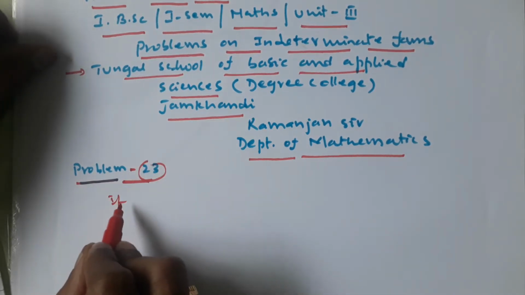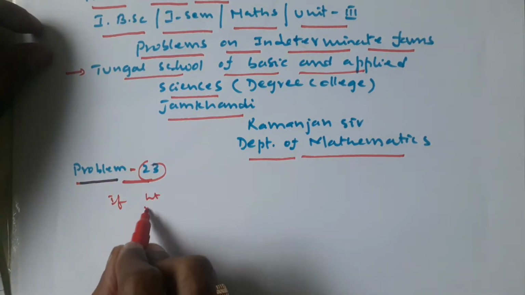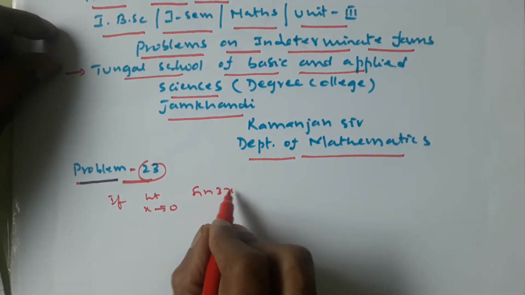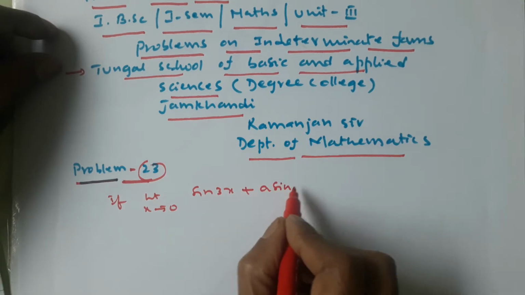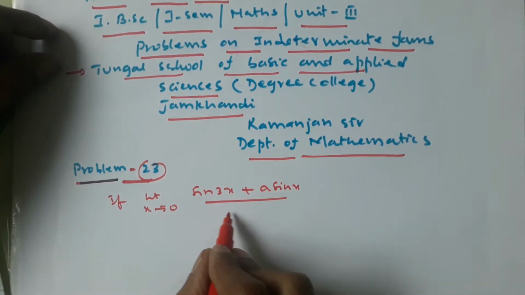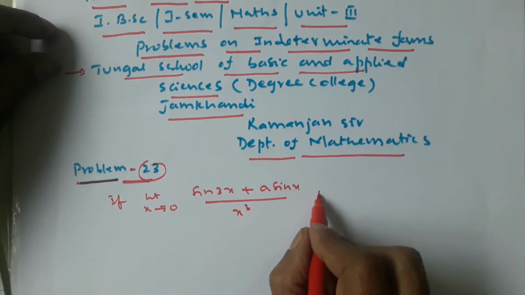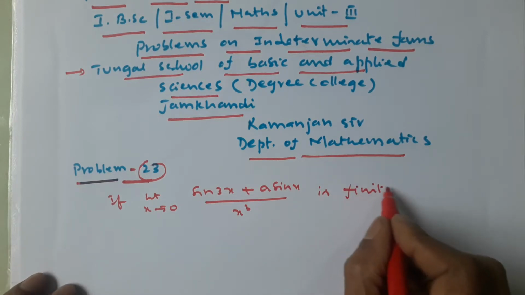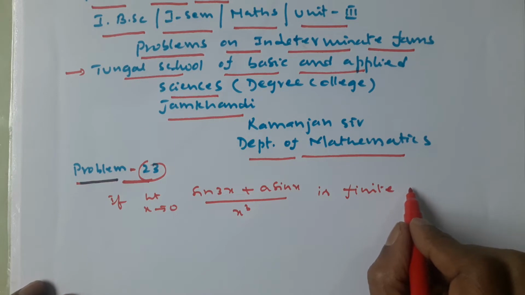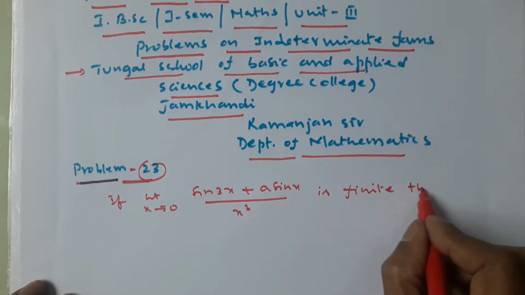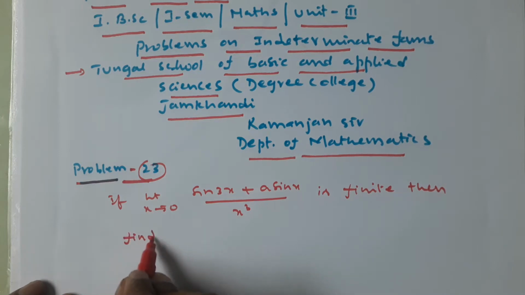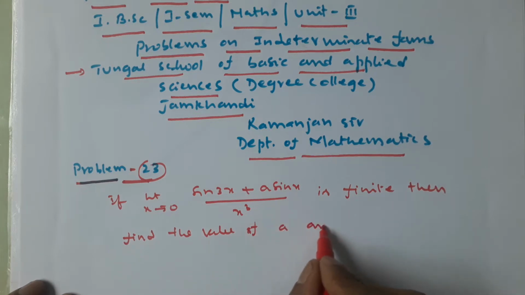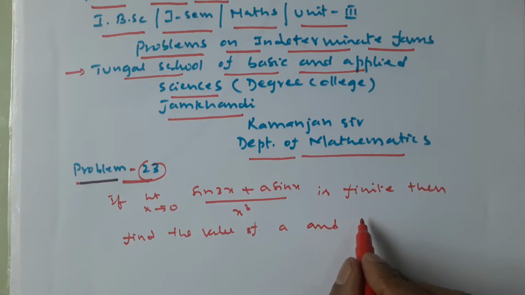If the limit as x tends to 0 of (sin 3x plus a sin x) divided by x cube is finite, then find the value of a and the limit.